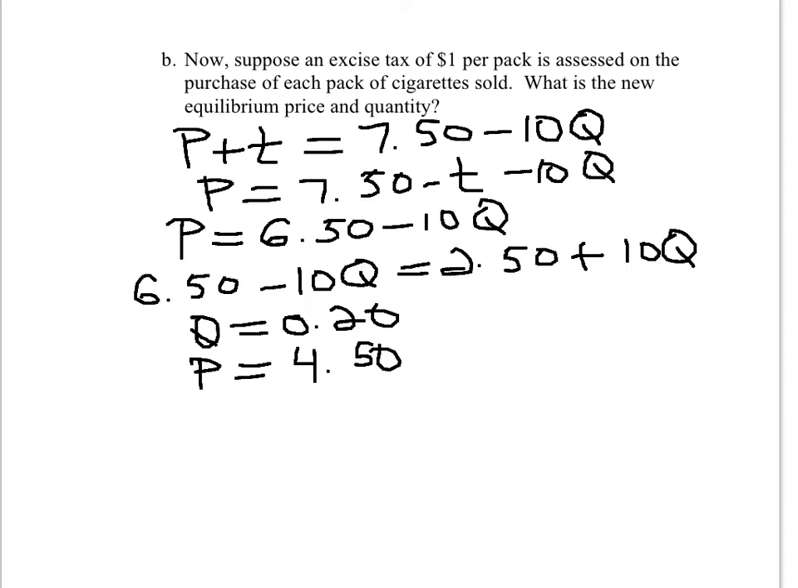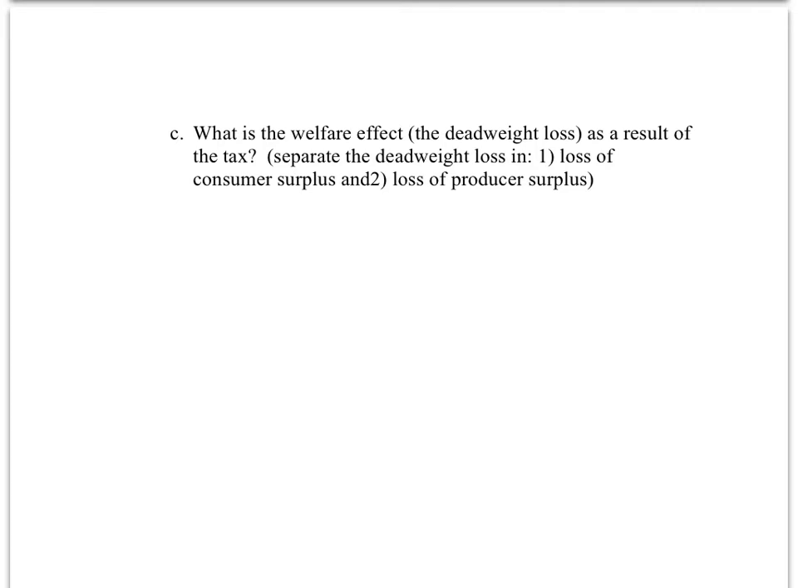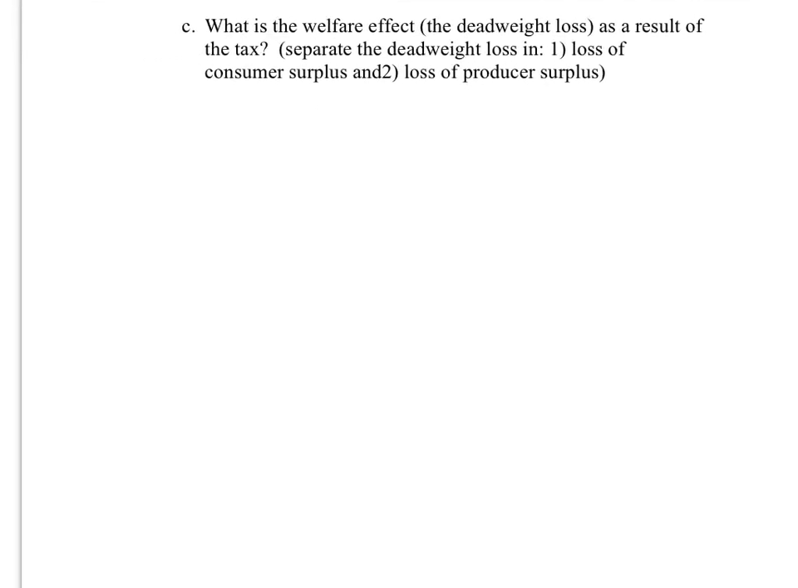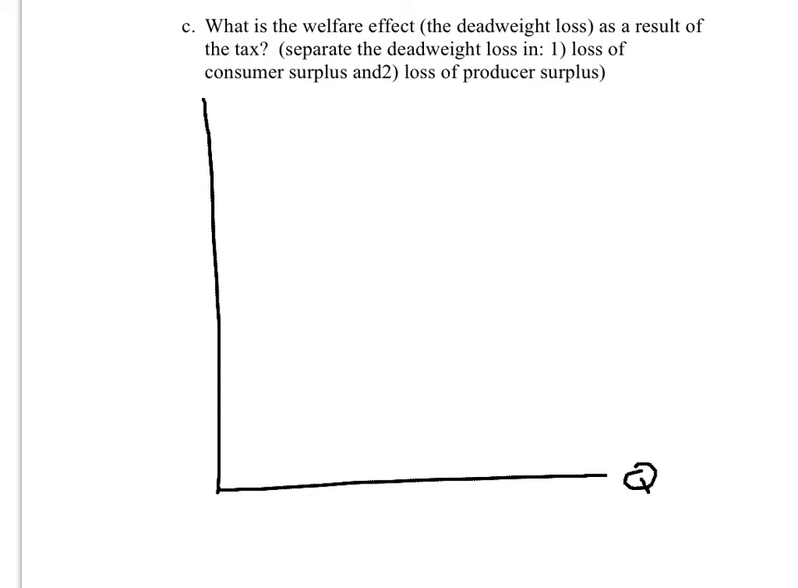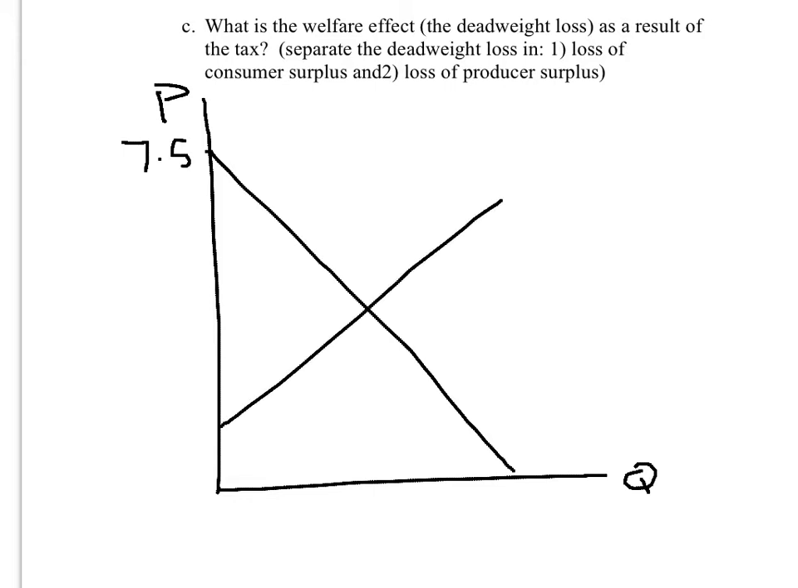All right. Now to see the welfare effect, we need to do a little diagram here. That's a consumer and producer surplus. This is Q, this is P. The original demand curve is 750, and then the supply curve, which is 250 here. And the original equilibrium, when there's no tax, the quantity was equal to 25, and the price was equal to $5.